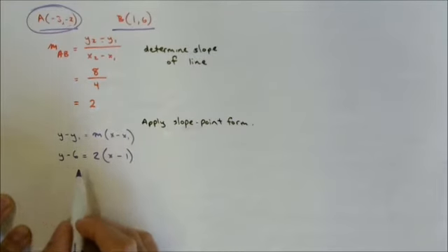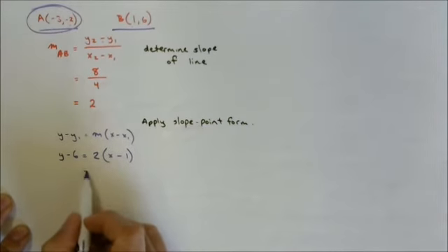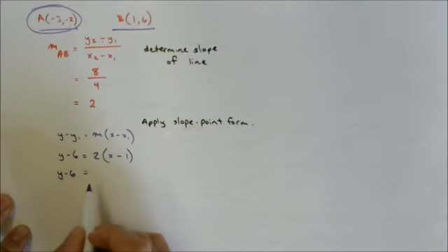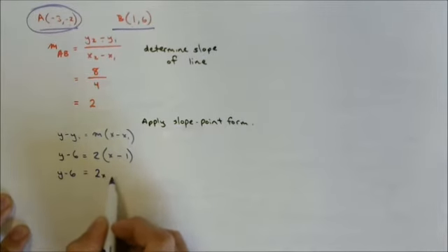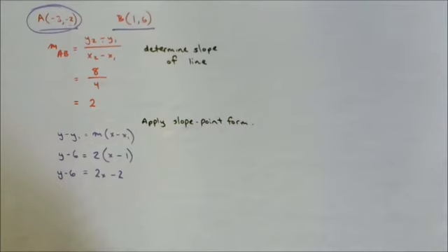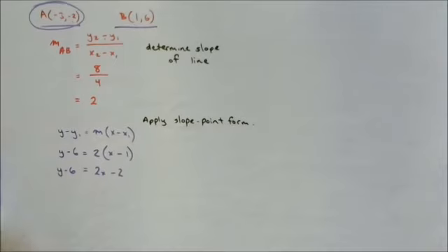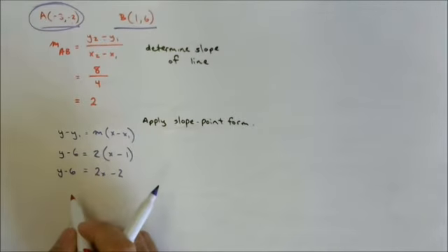Okay, let's distribute the 2 on the right-hand side. So on the left, we still have y minus 6. On the right-hand side, we have 2x minus 2. And we need this in standard form again. I only have whole numbers. That's convenient. So the last thing I need to do is simply make sure all the important information is on the left, and I have a 0 on the right.